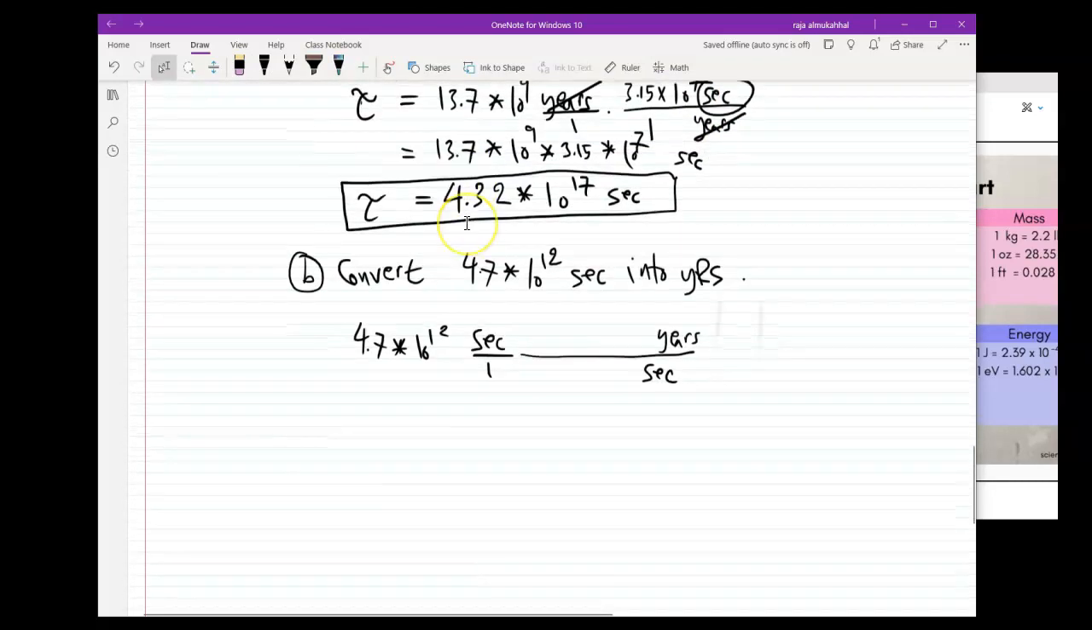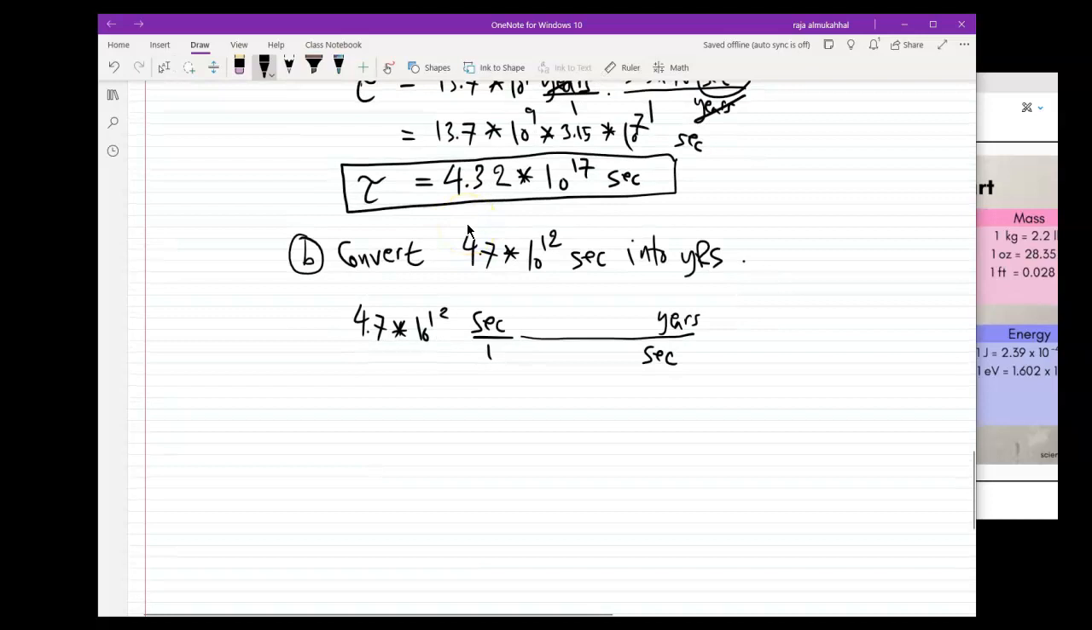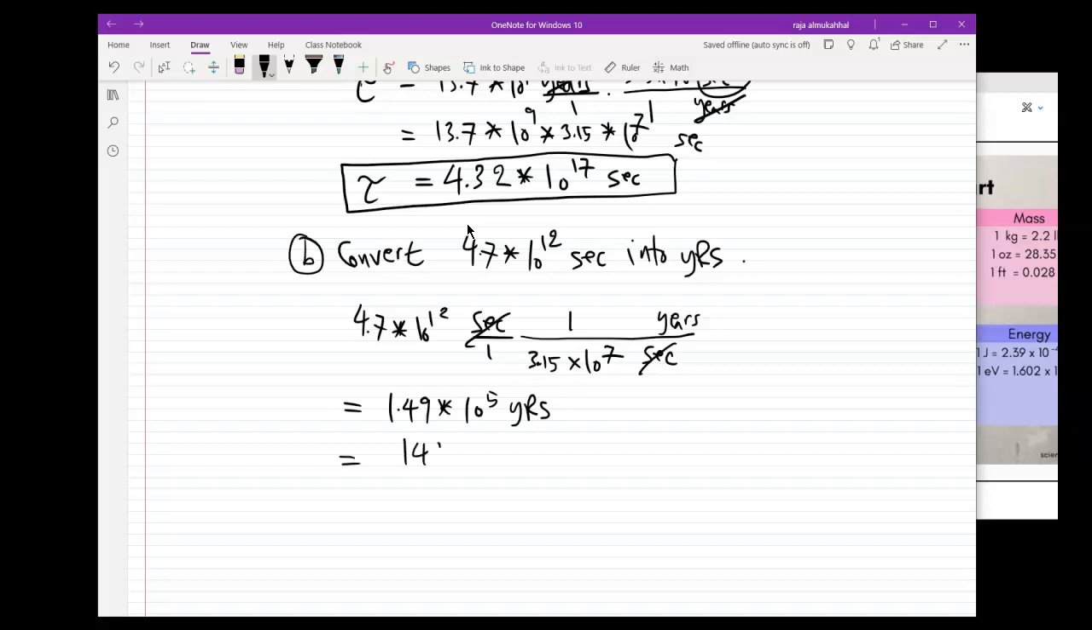So that's going to be 1 year over 3.15 times 10 to the 7 seconds. The seconds cancel out, and that will give me 1.49 times 10 to the 5th years. Or I can write it in more detail if I want to: 149,206. And there we go. Okay?